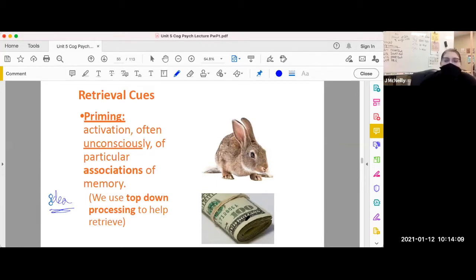You may think, okay, it has the word 100. It is green. There's a rubber band around it. That is bottom up processing. You're just taking in the sensory information.